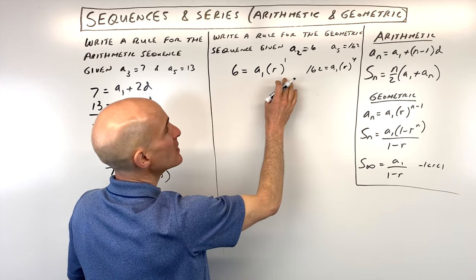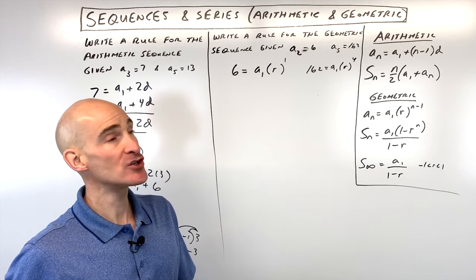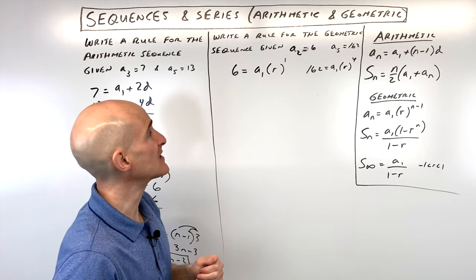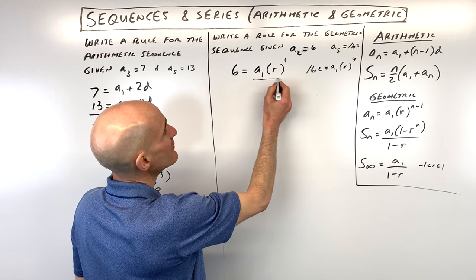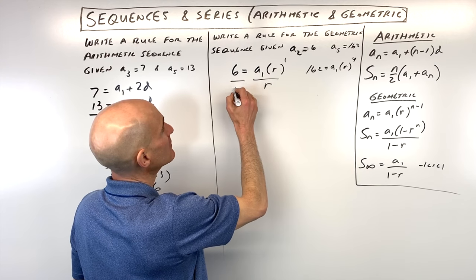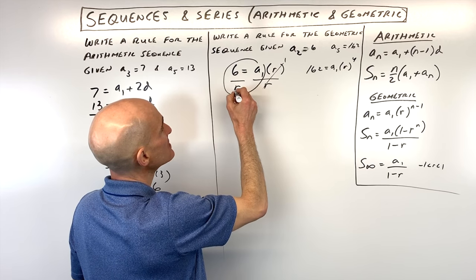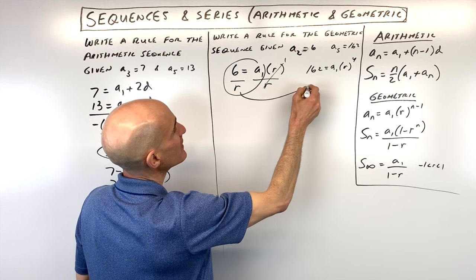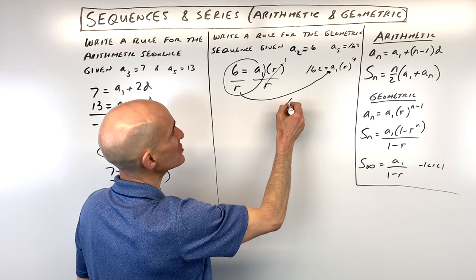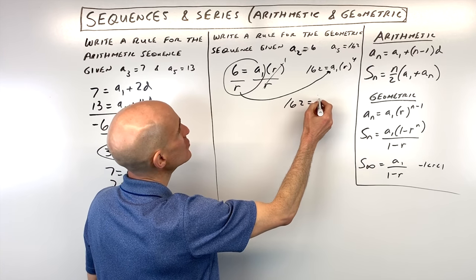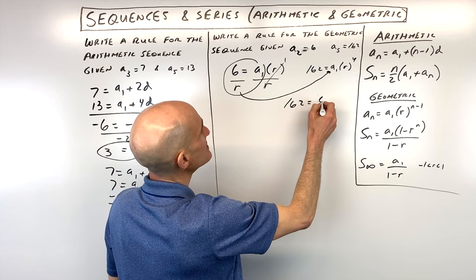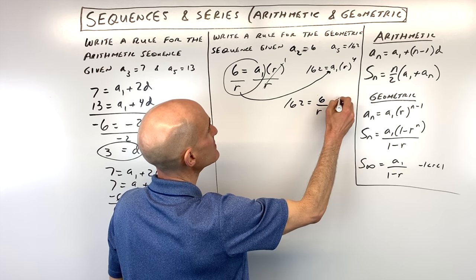So now we have two variables, the first term and the ratio, and we have two equations, we can solve that system. What I'm going to do here is divide both sides by r, okay? So now you can see that a1 equals 6 divided by r. We can put that in place of a1 in the second equation. So we have 162 equals 6 divided by r times r to the fourth.